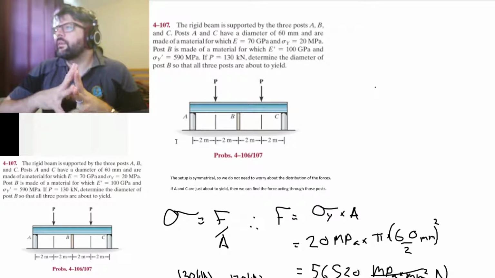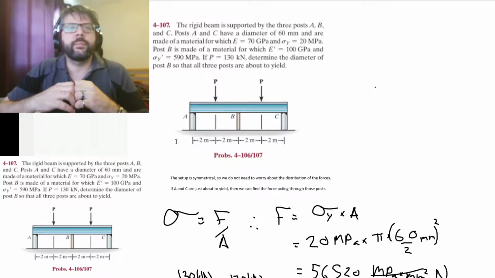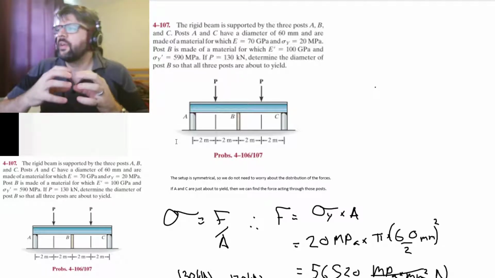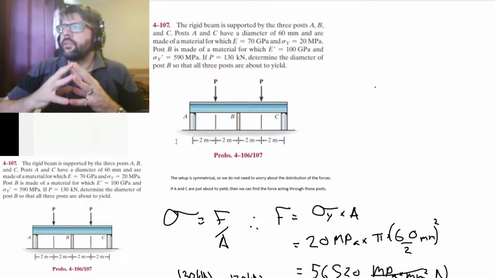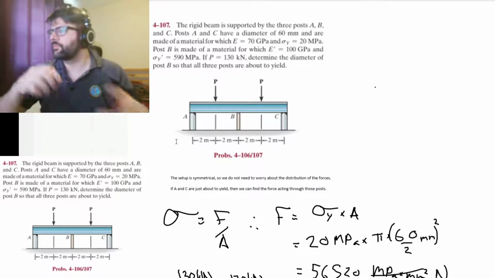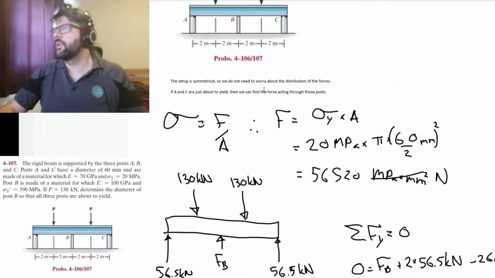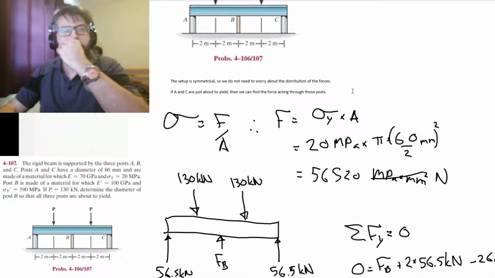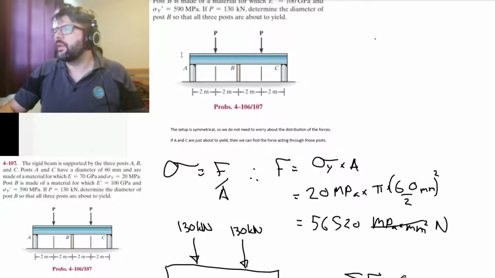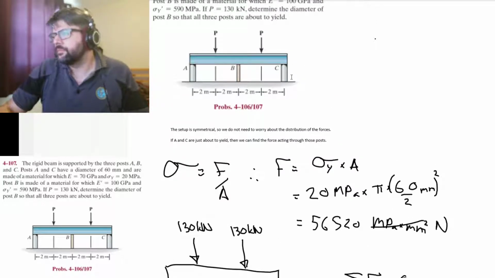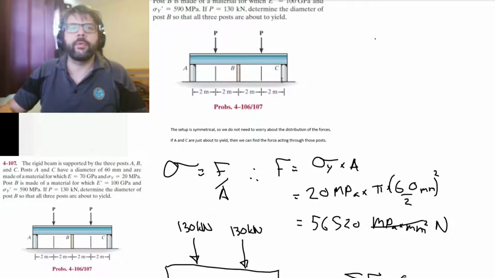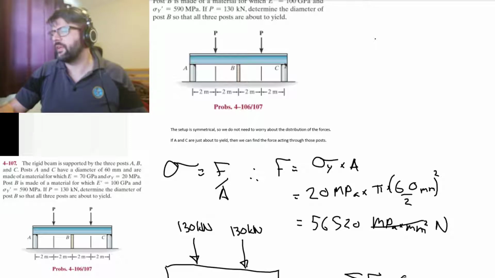And then if the loads applied there are 130 kilonewtons, we're trying to figure out what the diameter of post B is, such that all three posts will be about to yield. The setup is symmetric, so we don't need to worry too much about the distribution of the forces. If we know that A and C are about to yield, then we can find out how much force is applied to them because we know what stress is being caused in them.